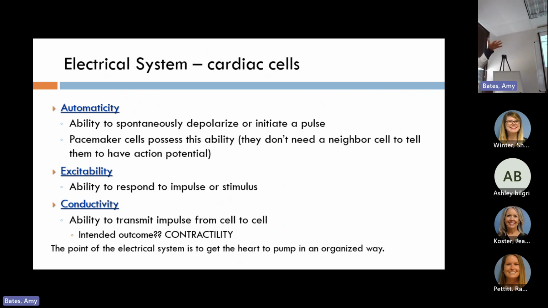The cells are able to respond to a pulse and then able to transmit the pulse from cell to cell. The whole point of it is for contractility, right? You can have an electrical impulse, but if you don't have mechanical capture, then what do you have? You have PEA, pulseless electrical activity. You can have electrical signals coming out of the SA node, AV node, ventricles. If that's not causing anything mechanically to happen, then it doesn't matter. So that's the whole intended outcome, is for contractility. So electricity and plumbing.